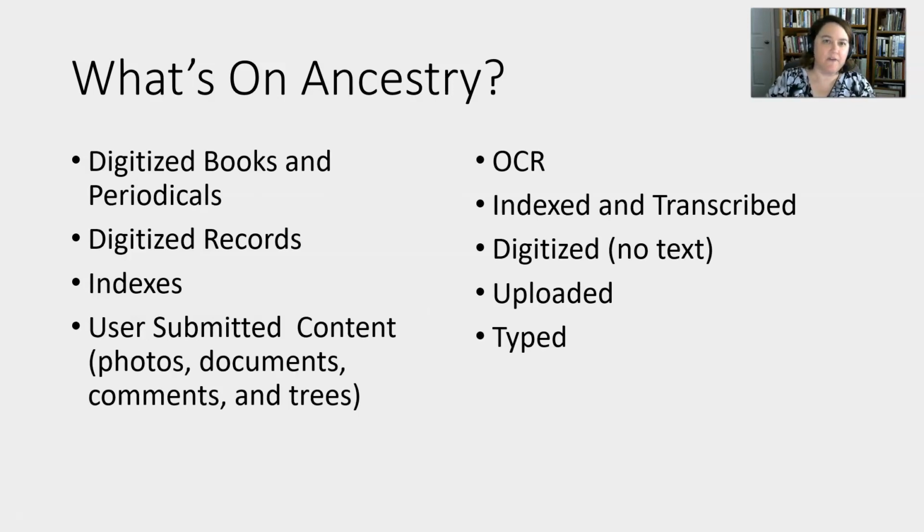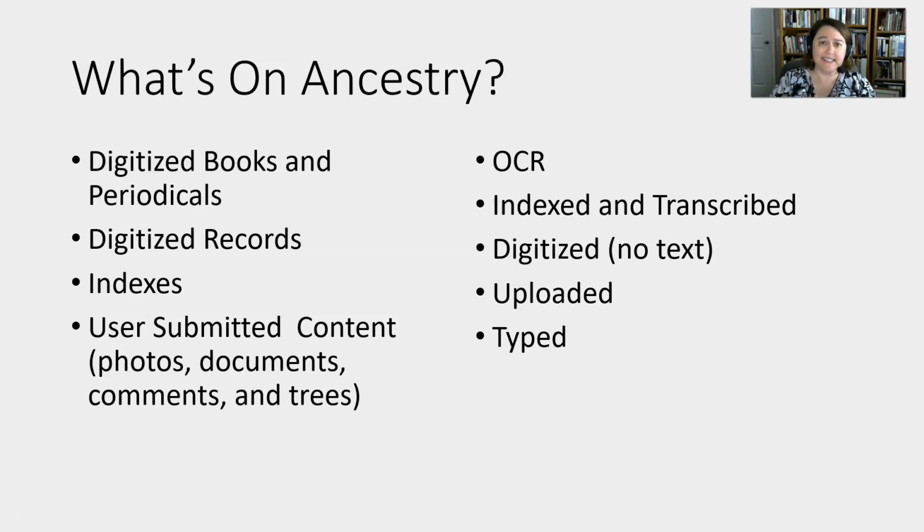Now, that information is on Ancestry in different ways. So for example, the books, the periodicals, those are what we call OCR'd, optical character recognition. And that happens with newspaper websites as well. It's a software program that reads the content, and then the search engine allows you to search on it. It's trying to match characters that you type in with the characters it found in that newspaper.